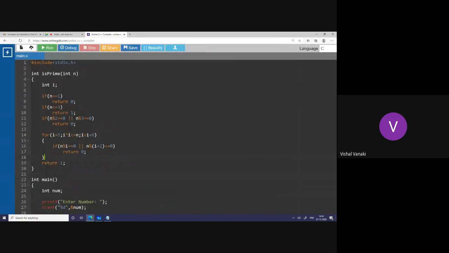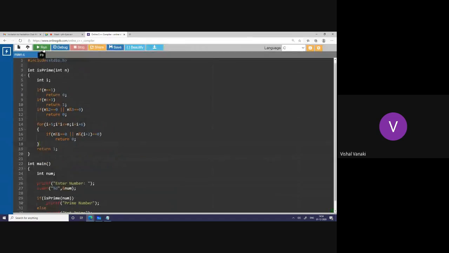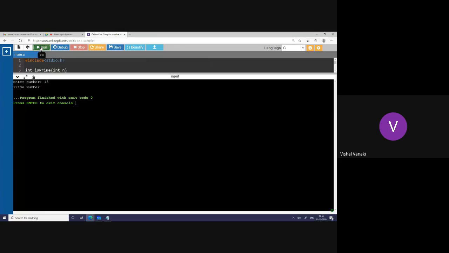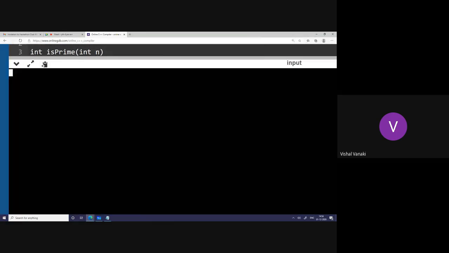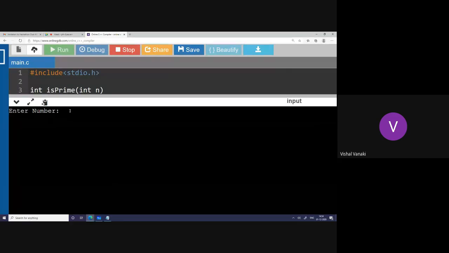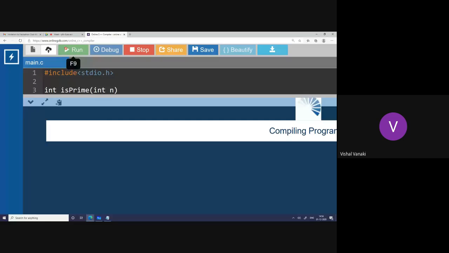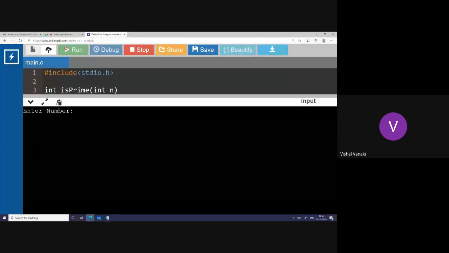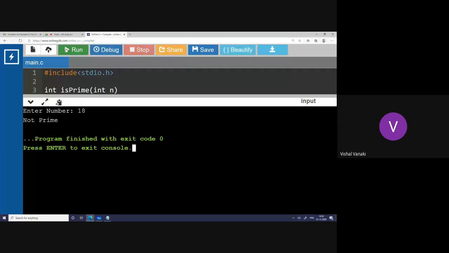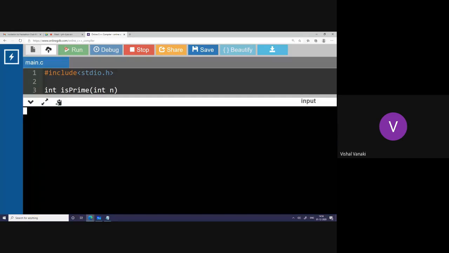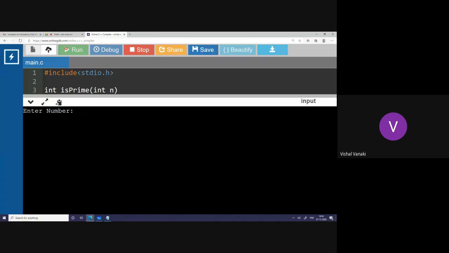Let me execute and show you. Give me a prime number, any big number which is a prime number. I'll check for small numbers first. 13 prime number, right? So I will give 17, which is a prime number. I will check for a not prime number, which is 18, not a prime. Let's check for 2 also. 2 prime number.